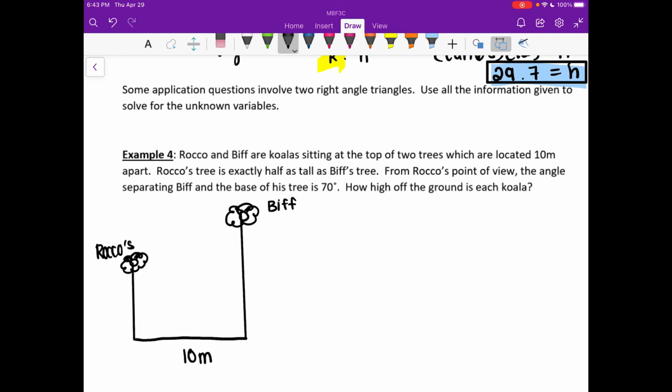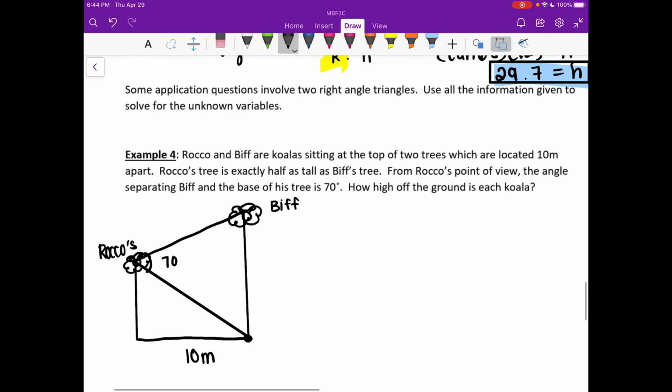And then it says, from Rocco's point of view, the angle separating Biff and the base of his tree, so, right, this is Biff right here, this is Biff's base, right, so from here to here is the distance from him to the base of his tree. The angle separating Biff and the base of his tree is 70 degrees. So if he looks up at him, I'm just going to go in and draw it in, right? This entire angle is 70 degrees.